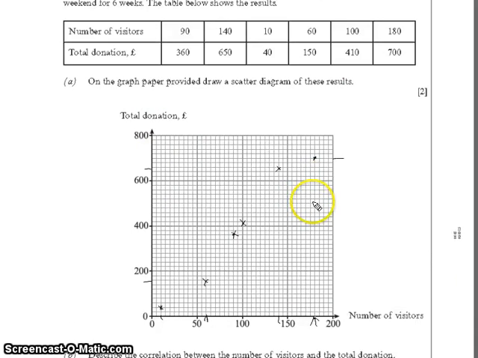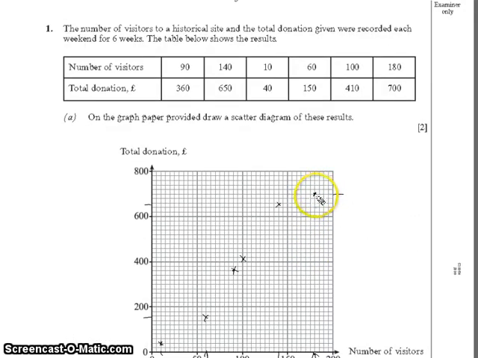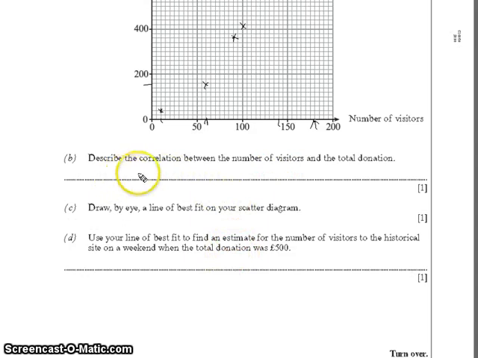So let's go down. Read question B. So hang on, let's just check that. How many points? 1, 2, 3, 4, 5, 6. At the end of the test, if there was time, you'd go back and double check that, wouldn't you? Describe the correlation between the number of visitors and the total donations. Well, I would think it's going up, isn't it? So the correlation is positive. Yeah, positive correlation.